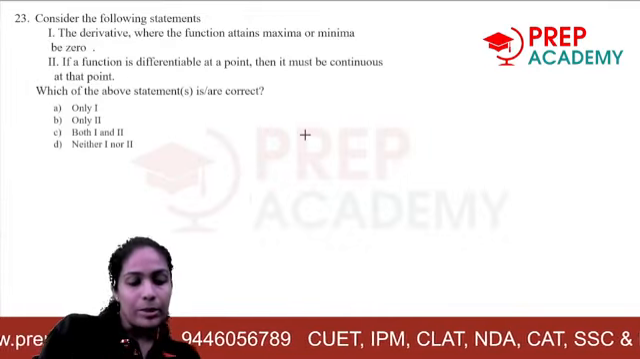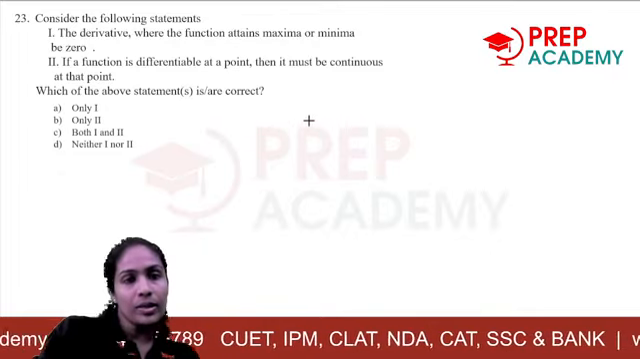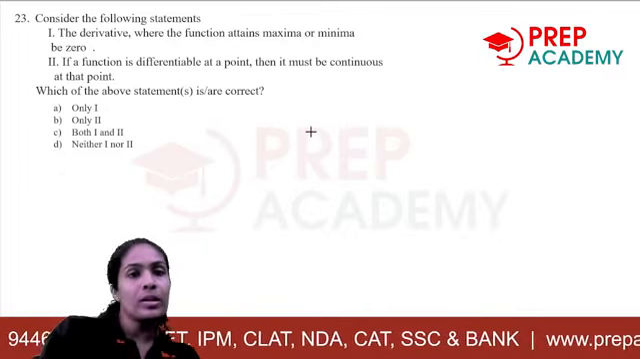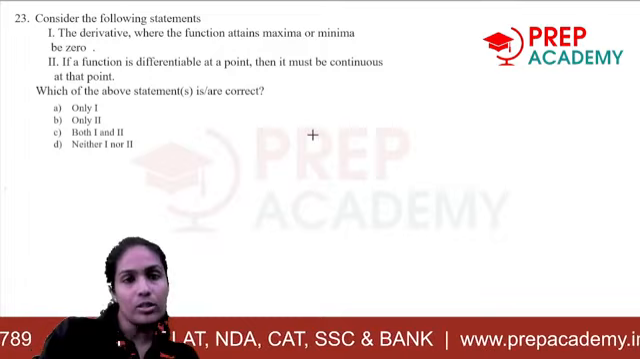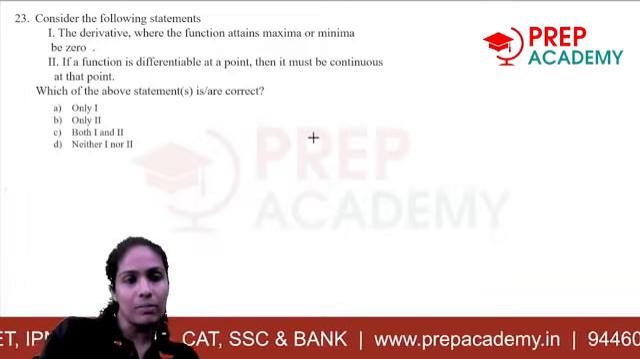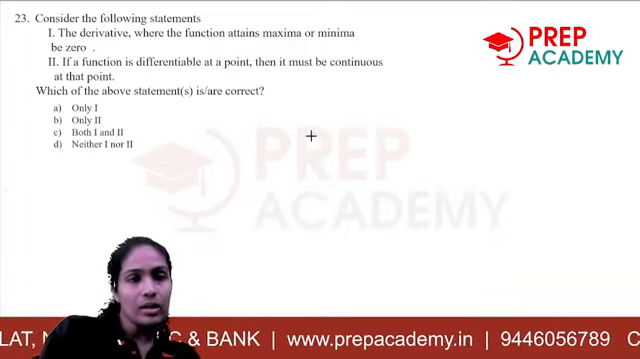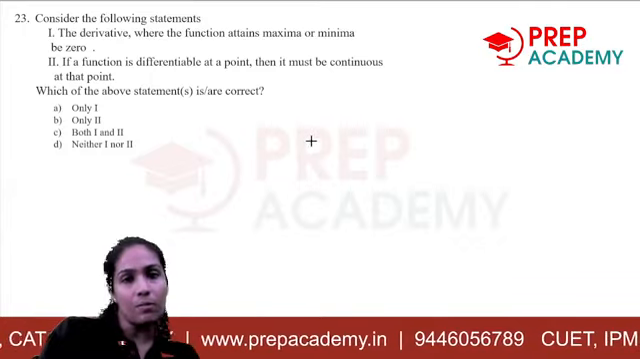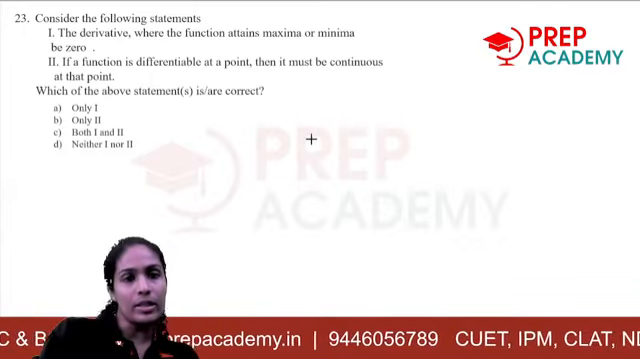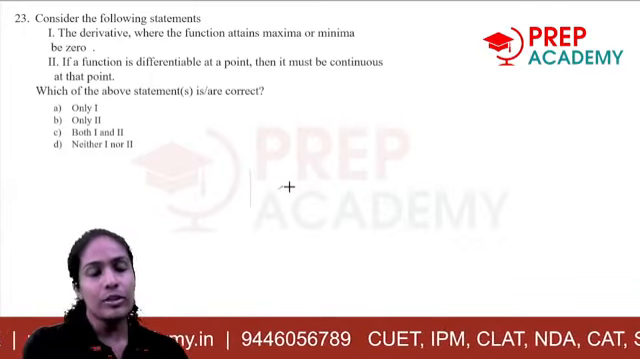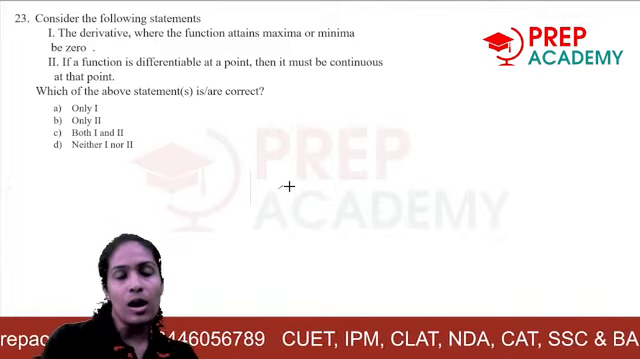Next question is a statement question, 23rd question. Consider the following statements. First statement: the derivative where the function attains maximum or minima is 0. Second statement: if the function is differentiable at a point, then it must be continuous at that point. Which of the above statements is or are correct?